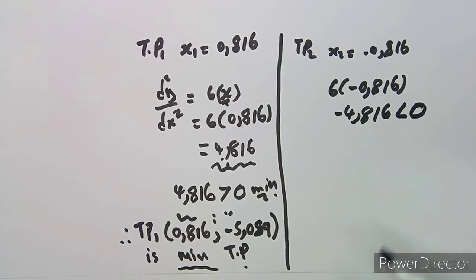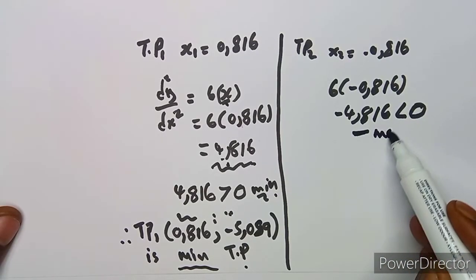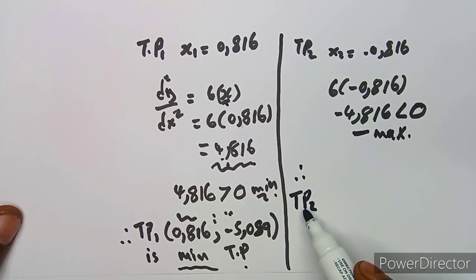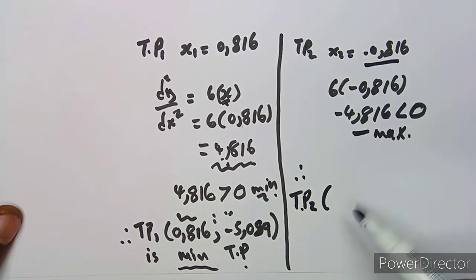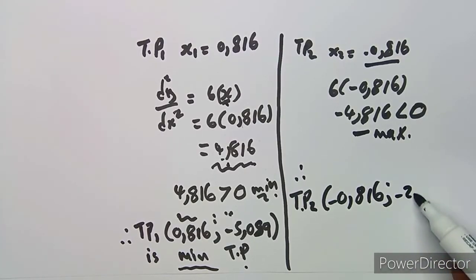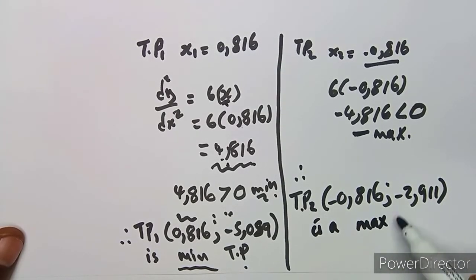And we said when the second derivative is less than 0 like this, it means it's a maximum turning point. So therefore, the second turning point, which was when x is minus 0,816 and the value of y was minus 2,911, something like that, this one is a maximum turning point. So that one is a maximum turning point and this one is a minimum turning point. That's how you simply differentiate between the two.